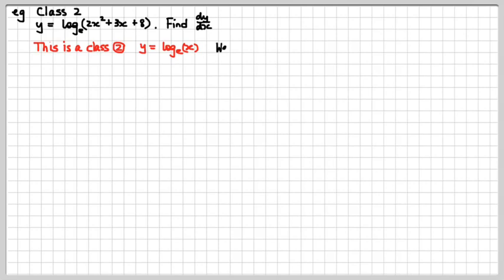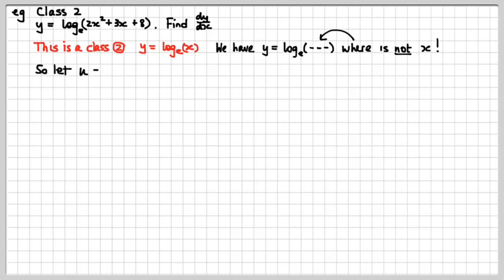Now, what we've got is y equals log of something, where the something is definitely not x. No problem. We're just going to chain rule it. So we call that ugly thing, which is making our head spin, u. So u equals that thing, and y then becomes log of u, which looks like the basic class 2 form, only we've got a u instead of an x. That's no problem.